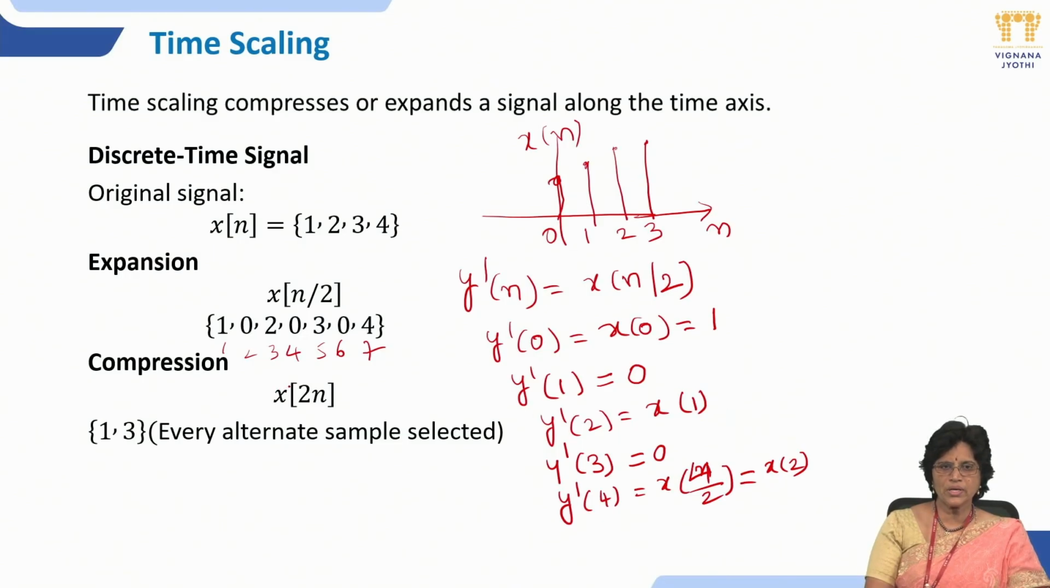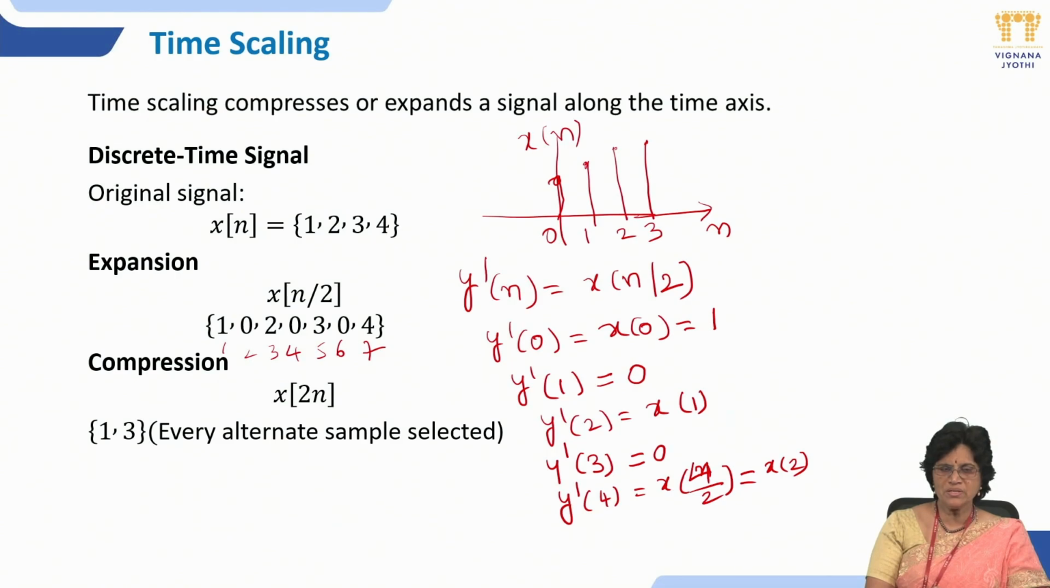In the case of expansion, we sometimes call it upsampling. That we will study in multi-rate signal processing. That process, upsampling, is increasing the sampling rate. Based on the factor, in this case n by 2, because of 2 we add 2 minus 1 zeros in between each sample. That process we call upsampling.